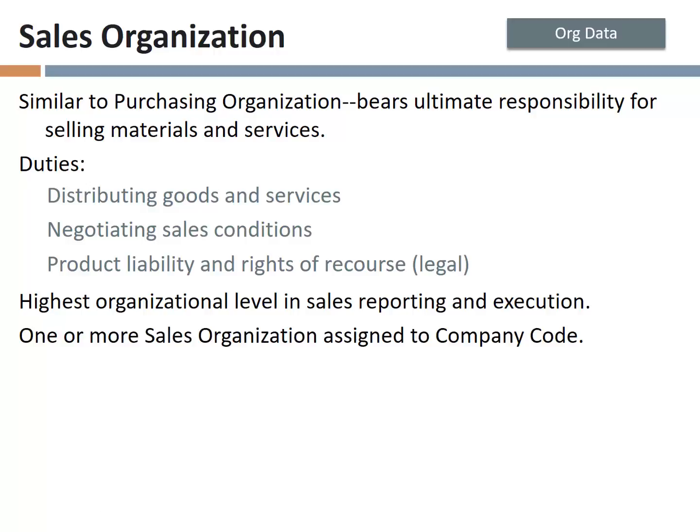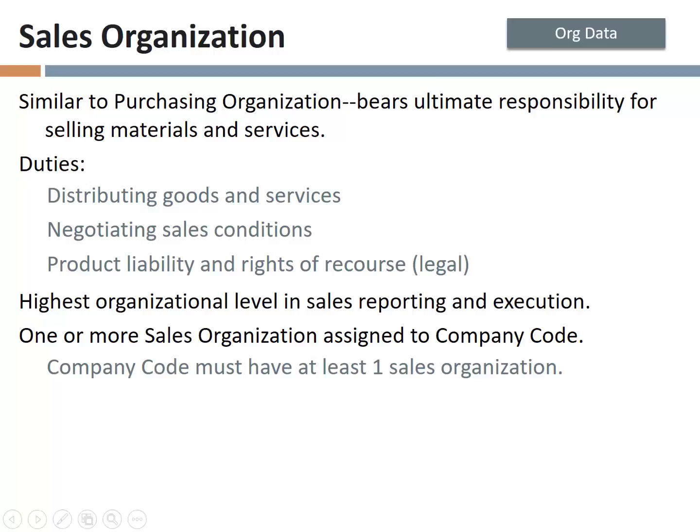So within our company, we will need to have at least one sales organization. That is presuming that we actually sell things, which for the most part, if you're a company that's running a product like SAP, ERP, or other, the assumption would be that you are in fact selling things. A company code has to have at least one sales organization. It can have more if it so desires. And so the assignment here is sales organization to company code.